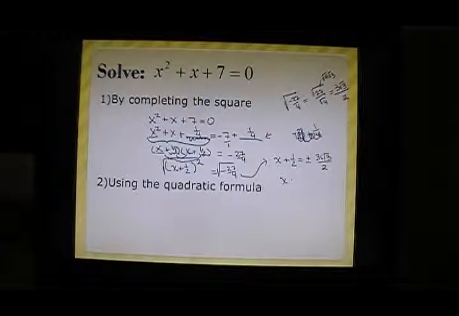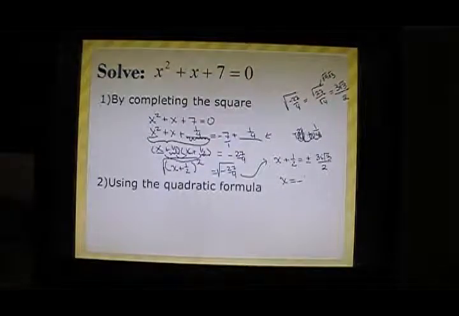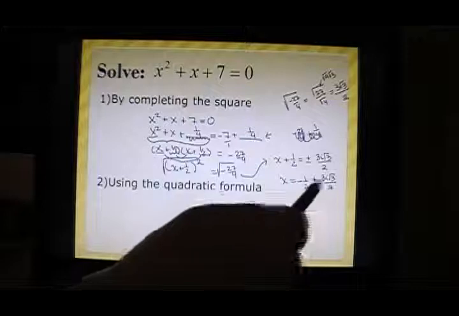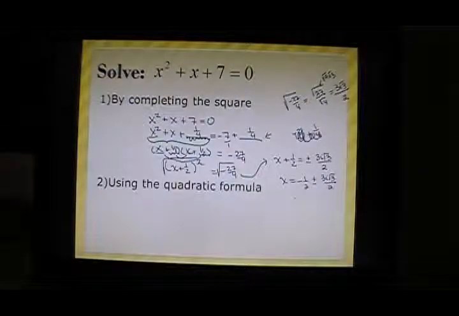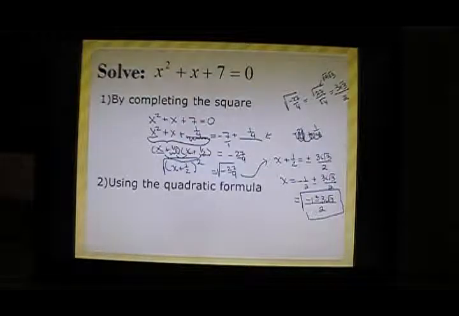Getting x by itself, I have x equals, subtracting that 1/2 will give me negative 1/2 plus or minus 3i root 3 all over 2. And if I want, since these are both the same denominator, I can go ahead and rewrite that also as negative 1 plus or minus 3i root 3 all over 2. Combined or not, either is sufficient. So these are the solutions to that quadratic equation.